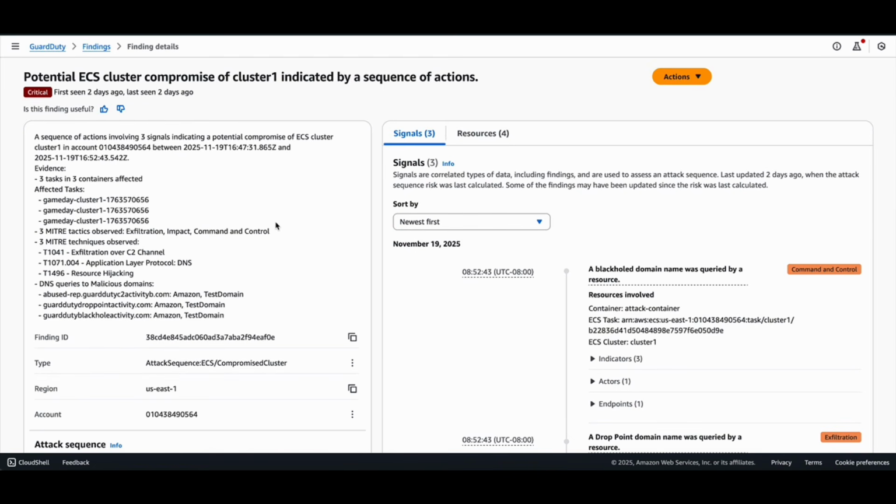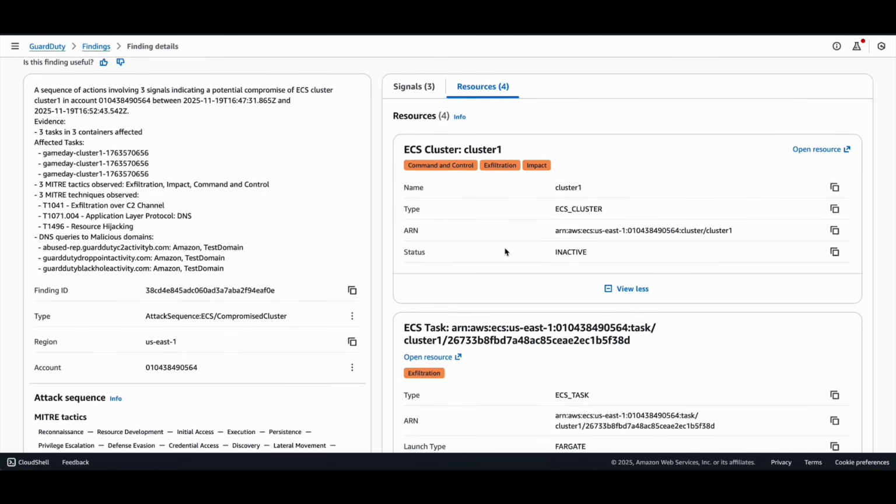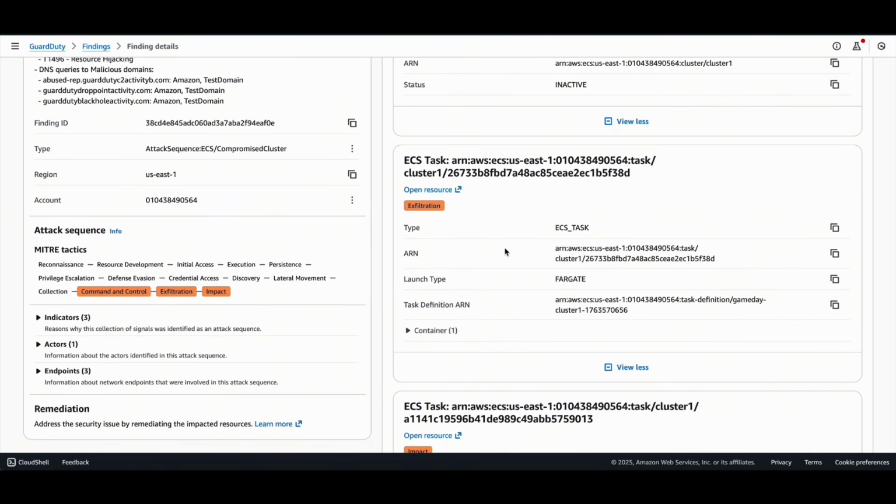This is another attack sequence explaining the compromised ECS cluster. The description of this sequence clearly tells you that the 3 signals indicated a potential compromise of your ECS cluster. The resources section of this particular sequence shows you the cluster details and the low-level task details as well. For example, the ARN of the task, the launch type, as well as the container level detail.